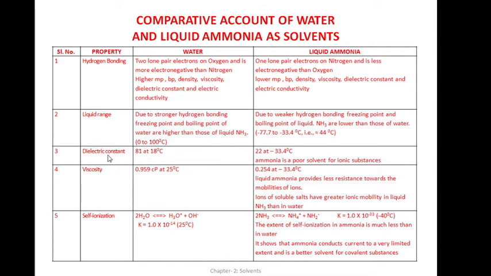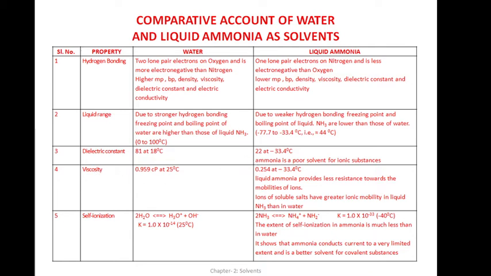What happens to the dielectric constant? Dielectric constant of water is 81 at 18 degrees centigrade, whereas for liquid ammonia it is 22 at minus 33.4 degrees centigrade. So ammonia in comparison to water is a poor solvent for ionic substances because the dielectric constant is lower. Dielectric constant should be higher for ionic compounds to dissolve in that particular solvent.